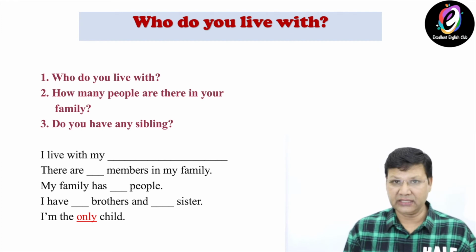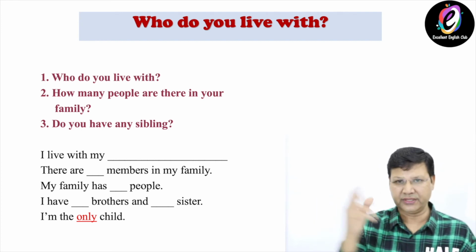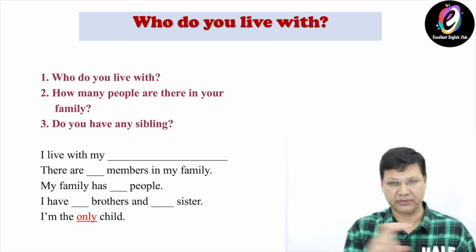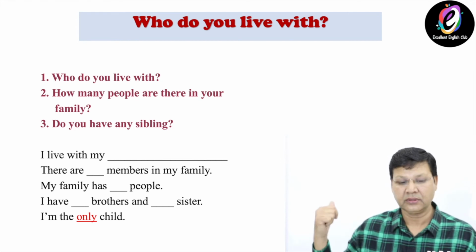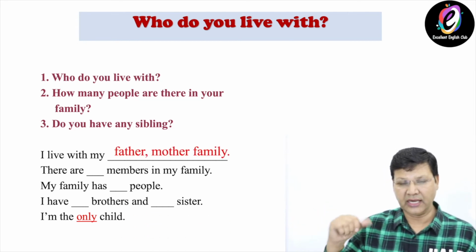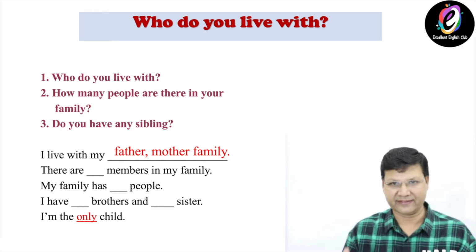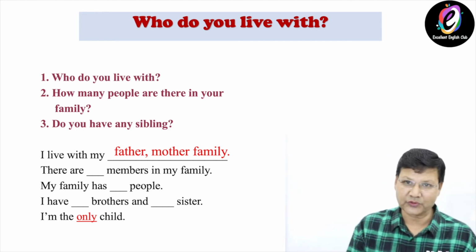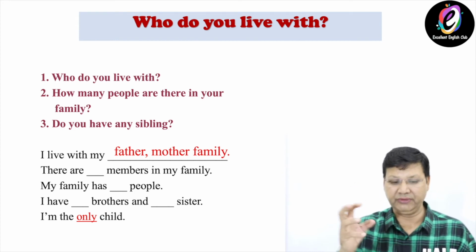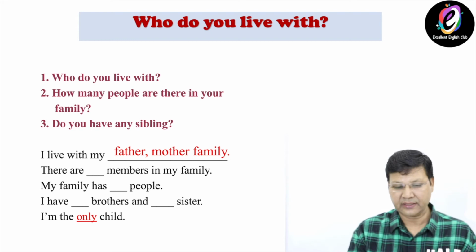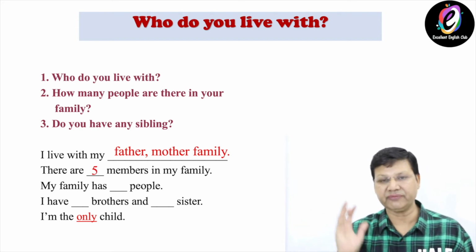Number one, I live with my, you can mention anything here. Your brother, your sister, your father, your mother, or your family, whatever it is. I have given three things together. For example, I live with my father, I live with my mother, or I live with my family. You can say anything, okay? Now move to sentence 2. Now here you will tell the number of members in your family. For example, there are 5 members in my family, right?